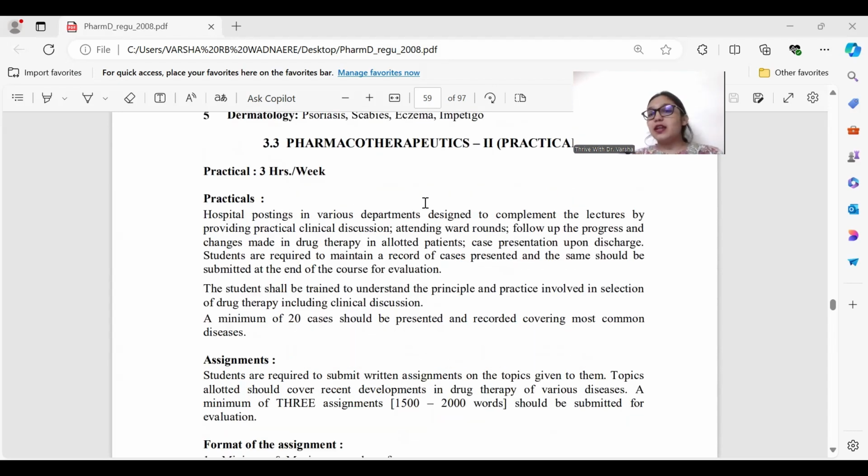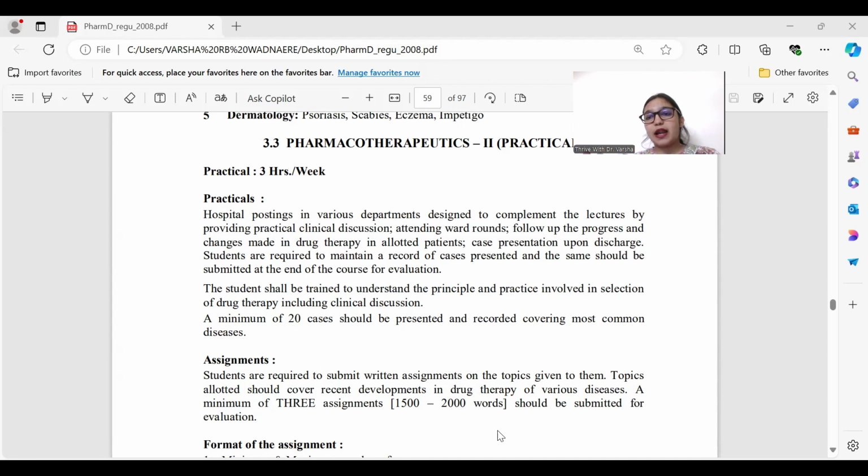Pharmacotherapeutics practical is 3 hours per week. Again, it's the same, you have to attend lectures alongside hospital posting. You will have to complete 20 cases, from admission to discharge, and you will have to present those 20 cases.